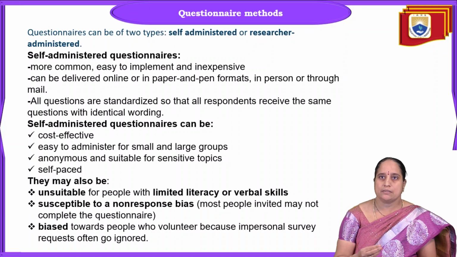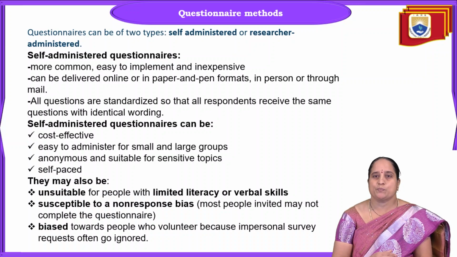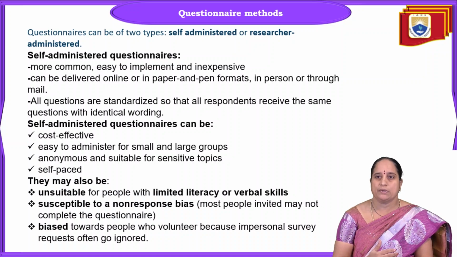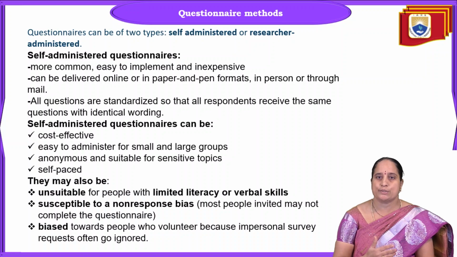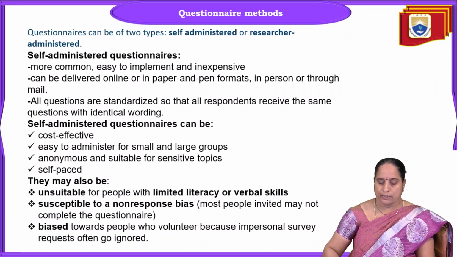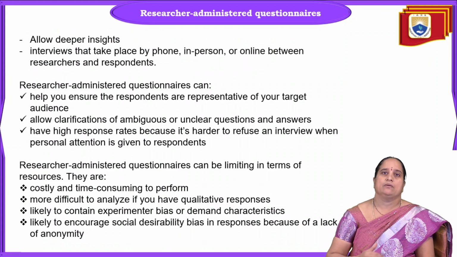To answer the questions in a questionnaire, the respondent needs to have literacy, and it is susceptible to non-response bias. Most people invited may not complete the questionnaire. Halfway they used to leave it. It is also biased towards people who volunteer because impersonal survey requests often go ignored.